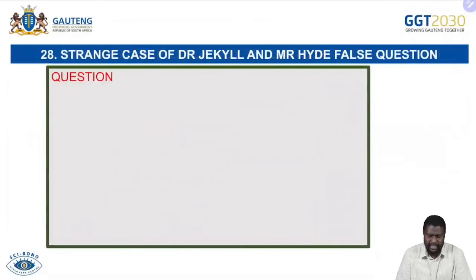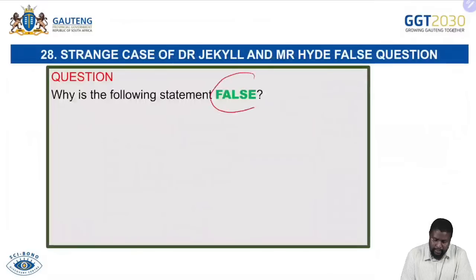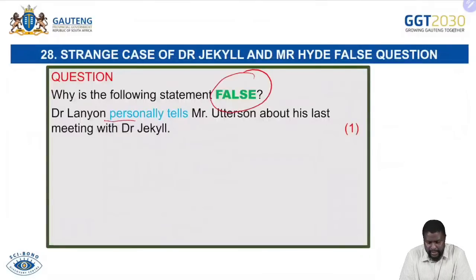Why is the following statement false? You are not asked whether the statement is true or false. It's already indicated here. The statement is false. Now your job is to go and find evidence to prove that this statement is false. Mr. Lanyon personally tells Mr. Utterson about his last meeting with Dr. Jekyll. Personally tells what? Mr. Utterson about his last meeting with Dr. Jekyll, for 1 mark. Why is this statement false?